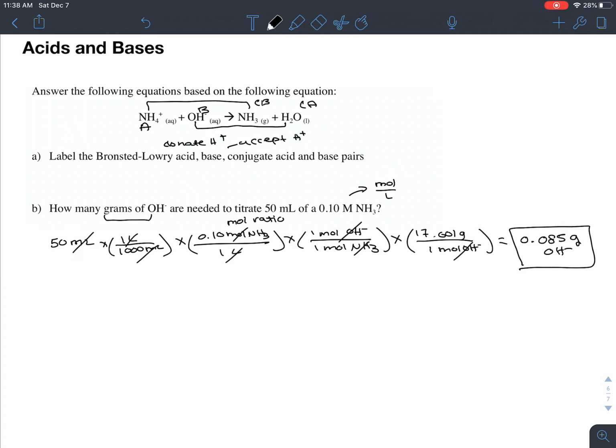When thinking of Bronsted-Lowry acid base, a Bronsted-Lowry acid donates a proton, and a Bronsted-Lowry base accepts a proton. Now, the conjugates are just the pairs of the acids and the base. If you look at ammonia, it lost that proton from ammonium ion. It's its conjugate base. Water accepted the proton, so it's the conjugate acid. Therefore, they have the conjugate acid-base pair relationships.